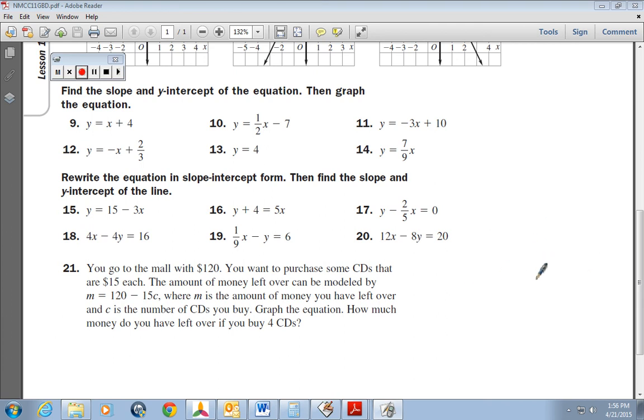So I would start at (0, 0). I would rise 2, run 5: 1, 2, 3, 4, 5. Then I would rise 2, run 5 again: 1, 2, 3, 4, 5. And I have my line.